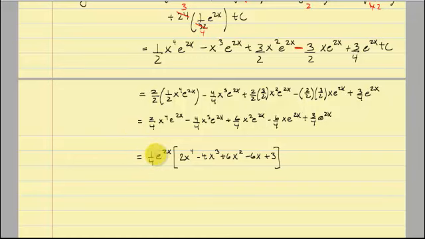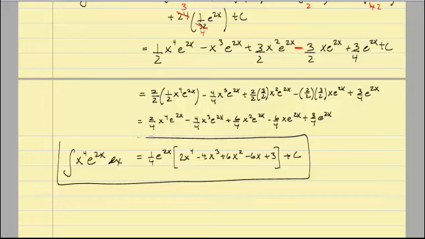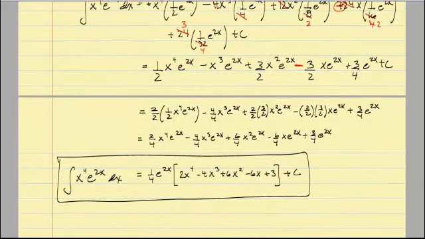out a 1/4 e to the 2x. When I factor out a 1/4 e to the 2x, this is what I'm left with, and of course plus c for my constant of integration. So the integral of x to the 4th e to the 2x dx is equal to this value. Make sure you keep that left-hand side going because we're going to need that in our next problem.